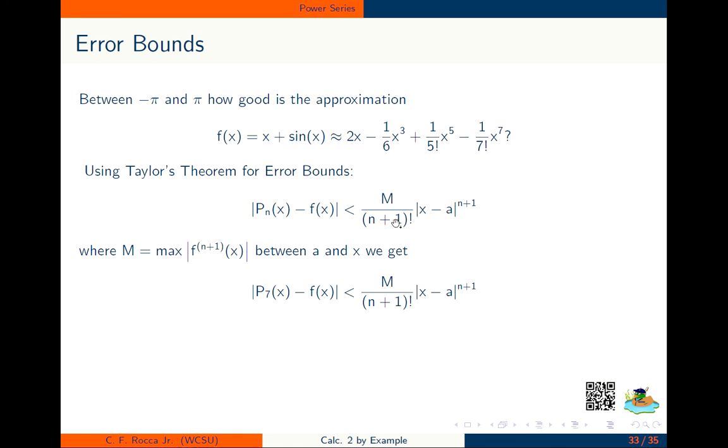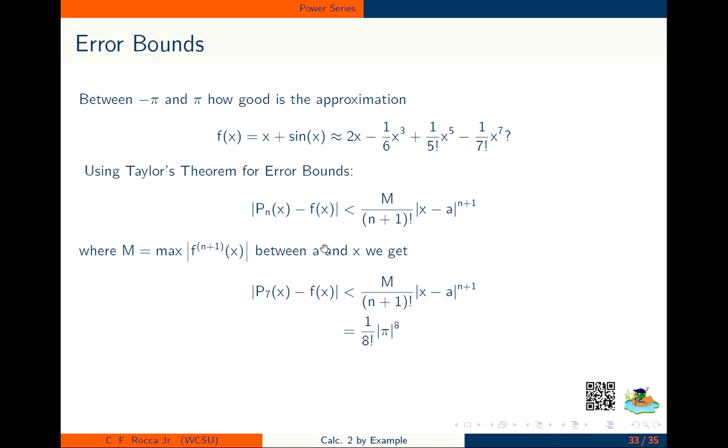Okay. The n plus 1 factorial kind of makes sense because it's a polynomial of degree n. And so that's fine. The a is the center for my Taylor polynomial, so that makes sense. M is a tricky one. M is the maximum value of the n plus first derivative. Okay, so if I have the nth degree polynomial, to find out how good the approximation is, I need to look at the next derivative. So here I have the seventh degree polynomial. I need to look at the eighth derivative.